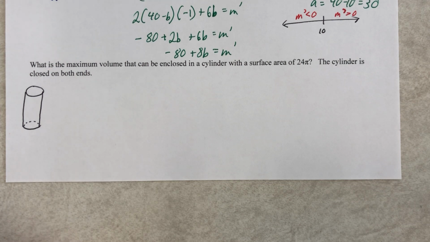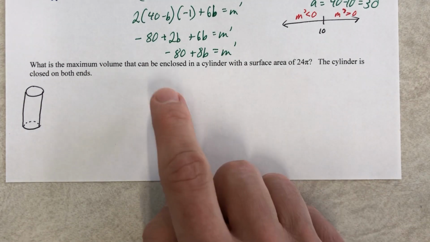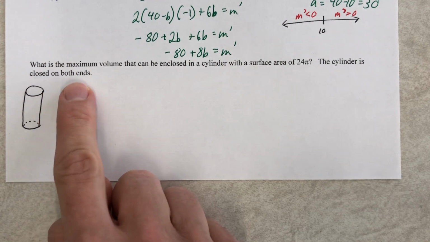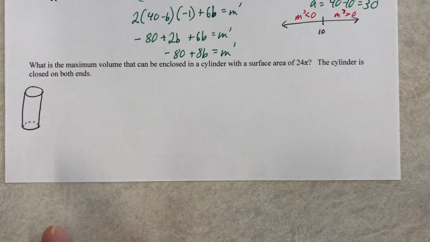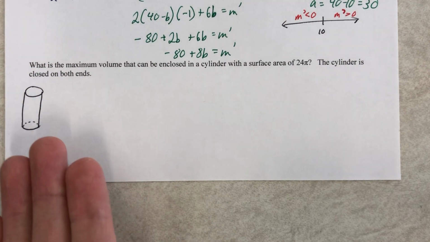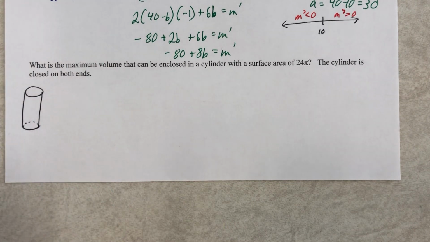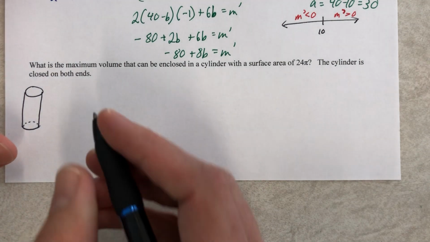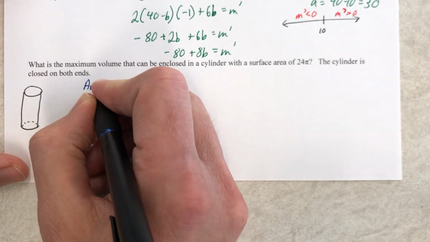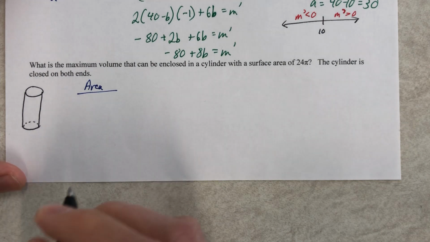I do know surface area, and I do know that it is closed on both ends. So when we're dealing with the surface area, we're going to have a bottom and a top. Up to this point, we haven't done that. Not that it's going to impact things too drastically. It will in the formula some, but not in other areas. So surface area is what I do know.